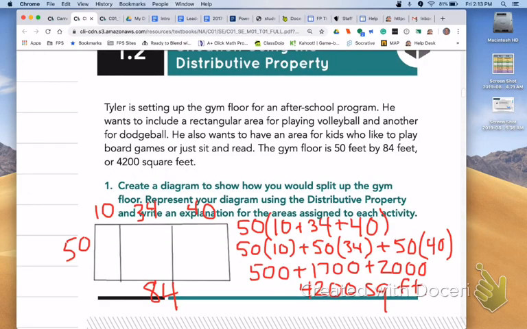For number 1, here is an example of what your diagram could look like and how you can use the distributive property. We have a rectangle of 50 by 84. 50 times the quantity of 10 plus 34 plus 40 is equal to 50 times 10 plus 50 times 34 plus 50 times 40, which is equal to 4,200 square feet.